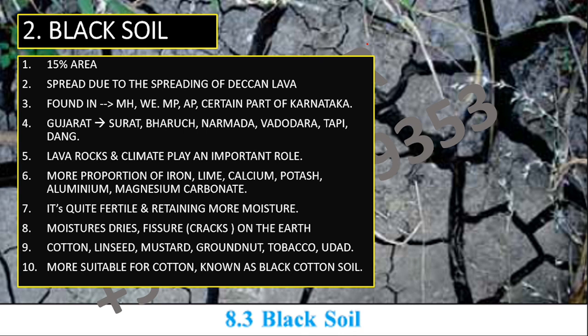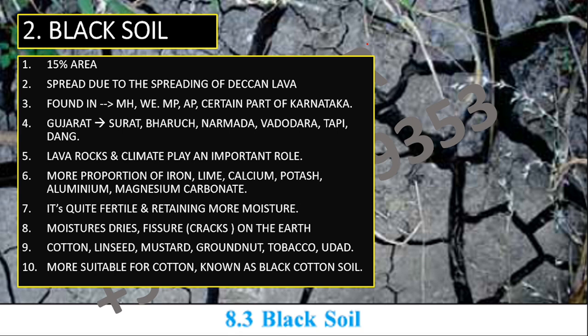If we talk about Gujarat, it is available in Surat, Bharuch, Narmada, Vadodara, Tapi and the Dang district of Gujarat. Lava rocks and climate play an important role. This soil is formed from lava. It has a higher proportion of iron, lime, calcium, potash, aluminium, magnesium and carbonate, and it is quite fertile and retains more moisture.